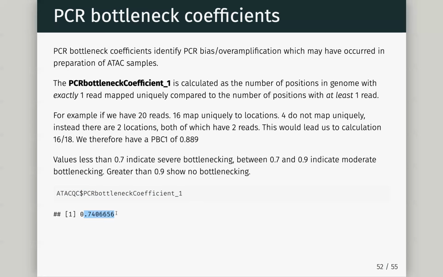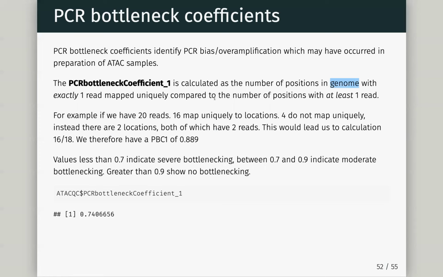Okay. So just to talk you through what PCR bottleneck is about, really it's aimed to identify PCR bias, overamplification, which can happen with some of these samples. And it's calculated as the number of positions in the genome with exactly one read mapping uniquely compared to the number of positions with at least one read.